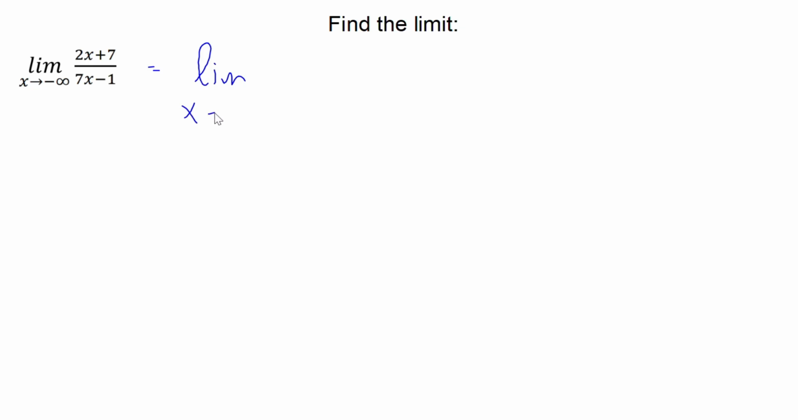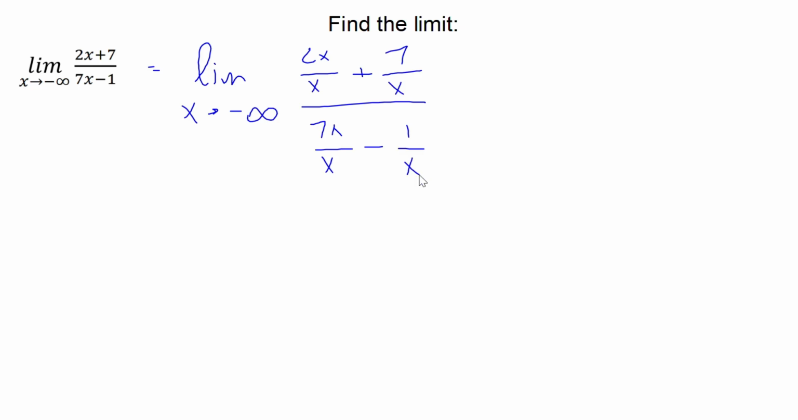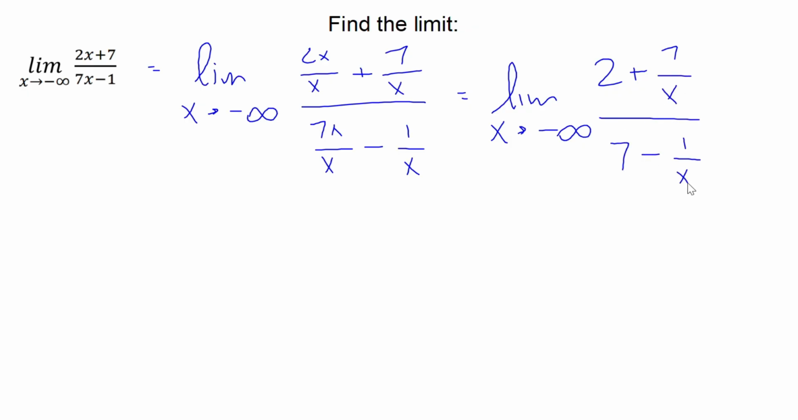We'll just divide everything by the highest power. The highest power is just x to the first power. So we'll do 2x over x plus 7 over x, over 7x over x minus 1 over x, which just becomes the limit as x approaches negative infinity of (2 + 7/x) over (7 - 1/x). The 7 over x and the 1 over x go towards 0, and we just get the limit as x approaches negative infinity of 2/7.